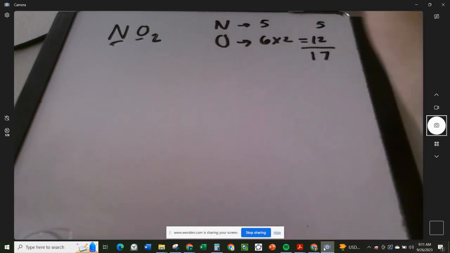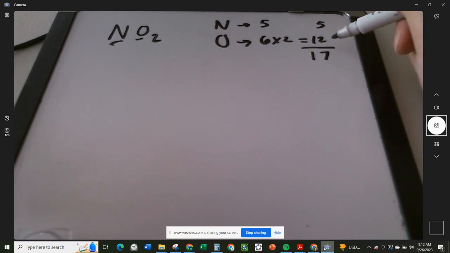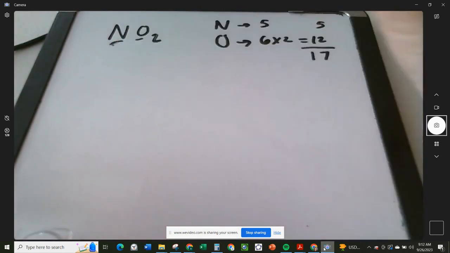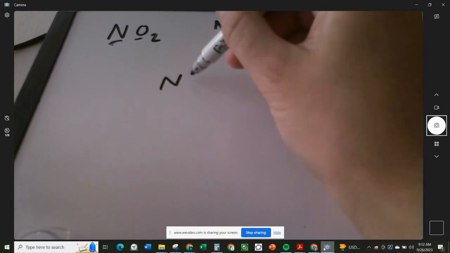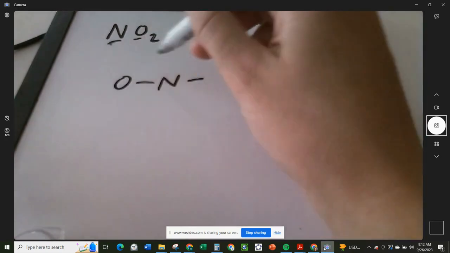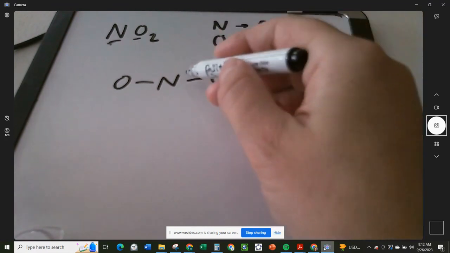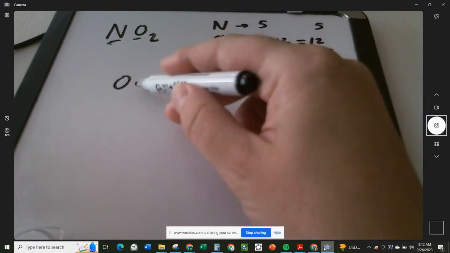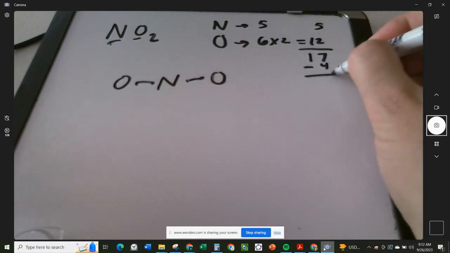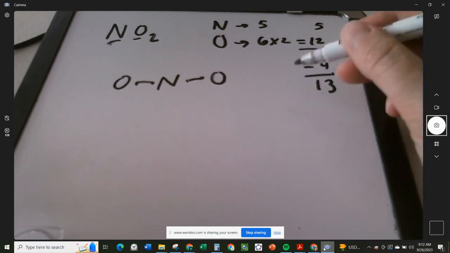Then the second thing, after we know how many total valence electrons we need to show in our structure, is we need to decide which is the central atom. There's only one nitrogen, so we're going to pick that one as the center. Then we connect the other atoms to the central atom. Remember, every bond is 2 electrons, one from nitrogen, one from oxygen. So 2, 4, we've shown 4 electrons, and now we have 13 electrons left to show.